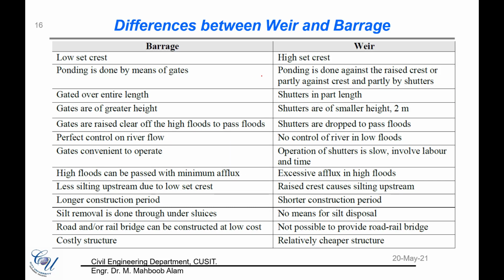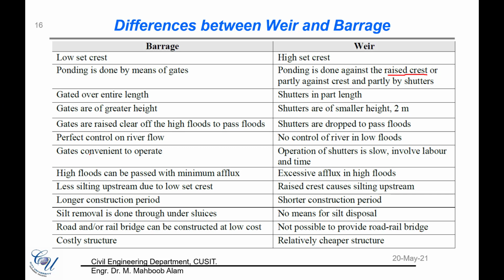Here I've listed the main differences between the weirs and barrages. So you see that the barrage has a lower crest value as opposed to the weir. As we said earlier, ponding is mostly done by the gates in case of barrage, while in weir it is again mostly because of the raised crest that we store the water.